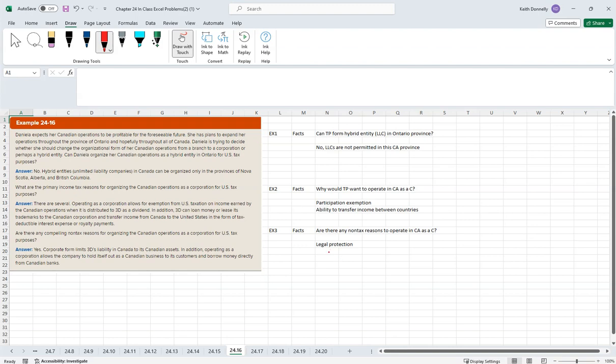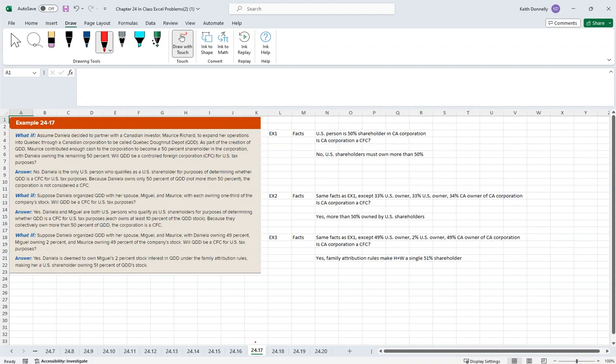This one you can look at. Why might you operate as a branch? Why might you operate as a foreign subsidiary? Then they get into a little bit here with CFCs. So a CFC is a special type of foreign subsidiary.